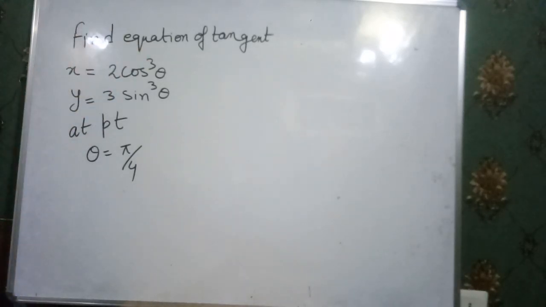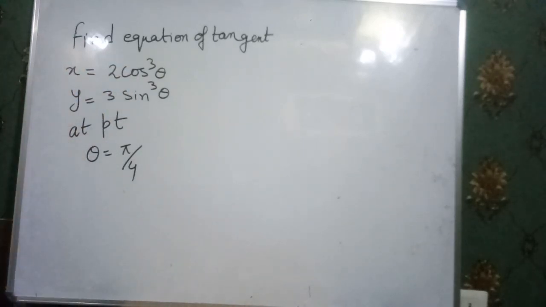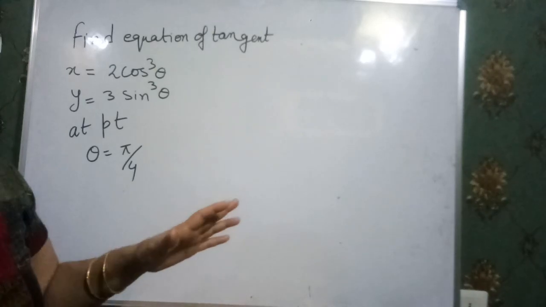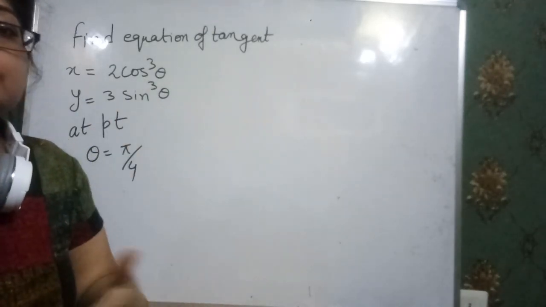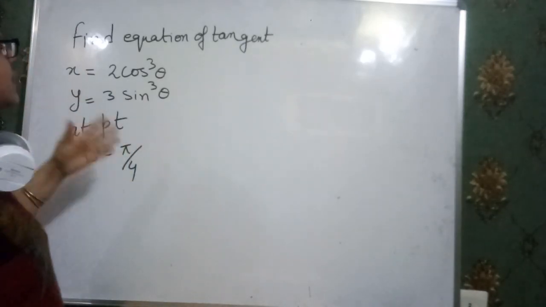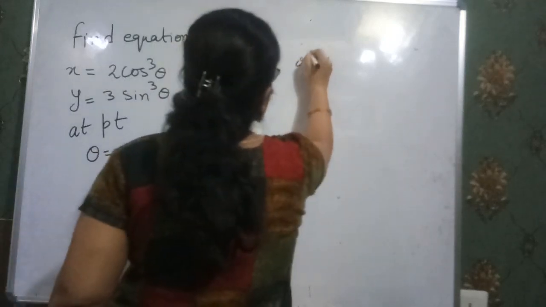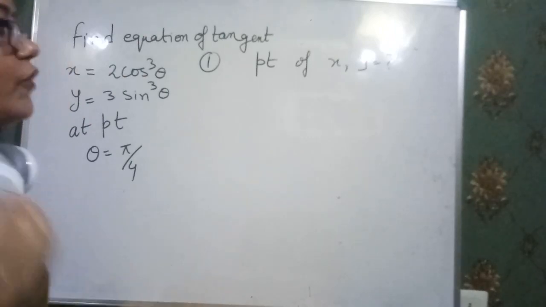Find the equation of tangent where x is equal to 2 cos cube theta and y is equal to 3 sin cube theta at the point theta is equal to pi by 4. Now here the values of x and y are not given, which we have to put during the calculation of equation of tangent or normal. So first step, we have to find the points which we put, that is the point x and y. Okay, how do we do that?